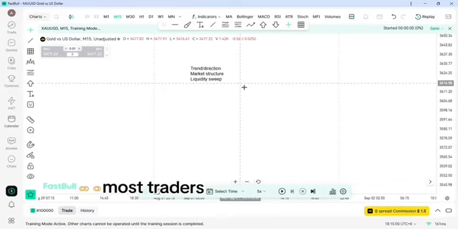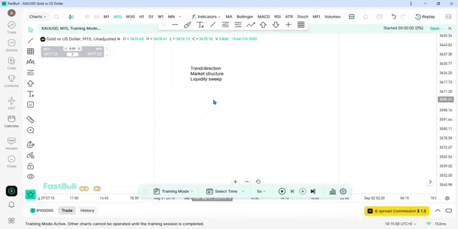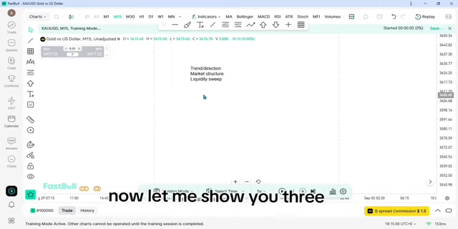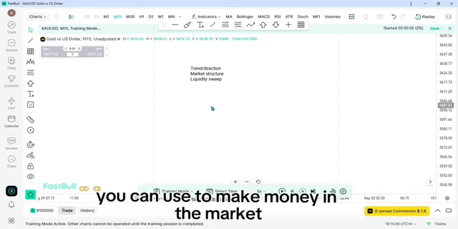Most traders lose money not because they don't know how to trade, but because they overcomplicate their strategy. Now, let me show you 3 simple steps you can use to make money in the market.